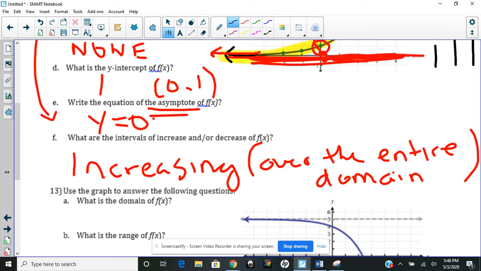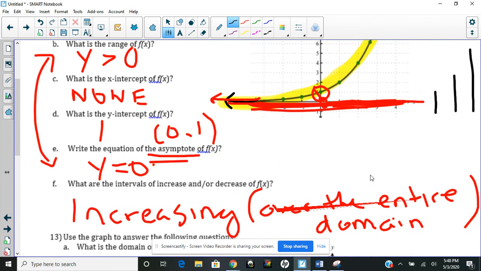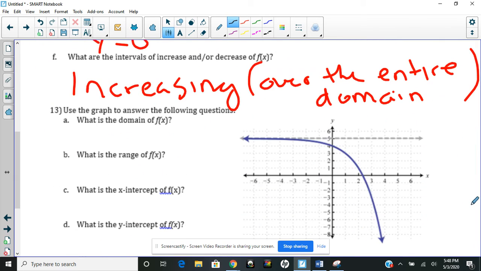Let's do one more example before you guys have to try some on your own. And this one is a little bit different because this one was going up, that one's going down, and some of the other features are a little bit different than the first one.